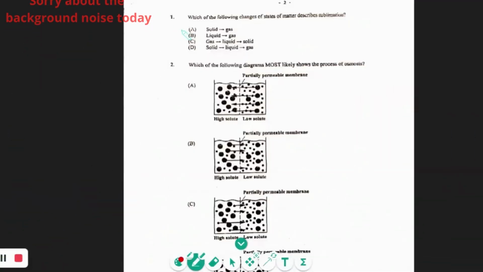So the first question, which of the following changes of state of matter describes sublimation? The answer is A, solid straight to a gas.